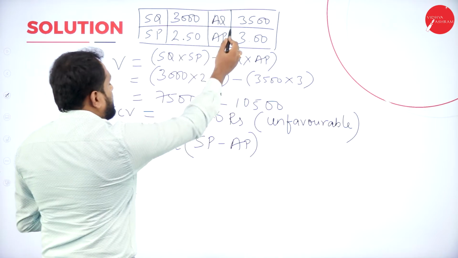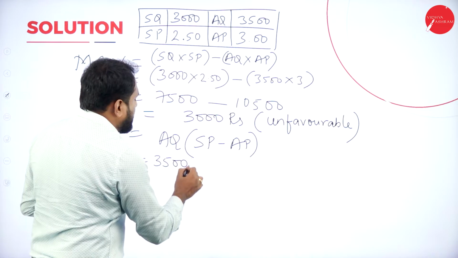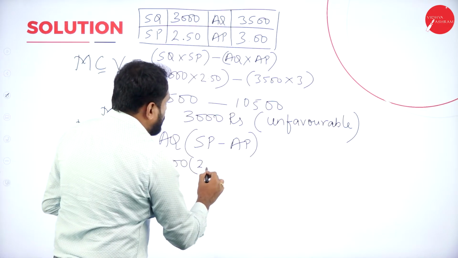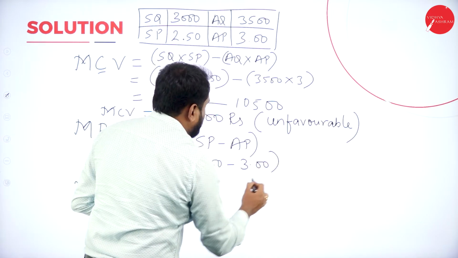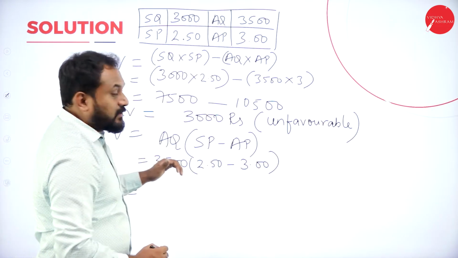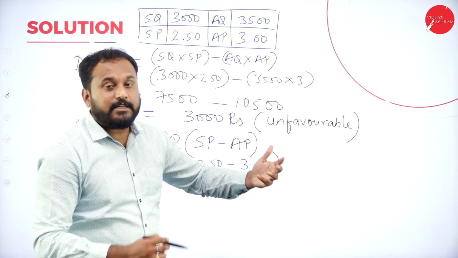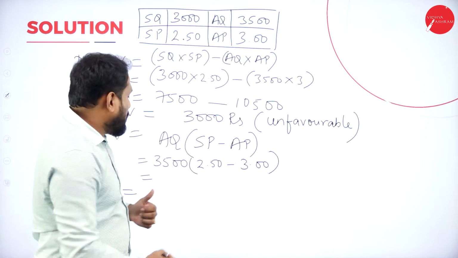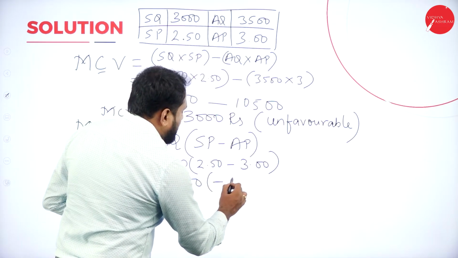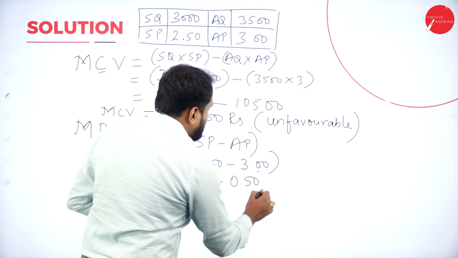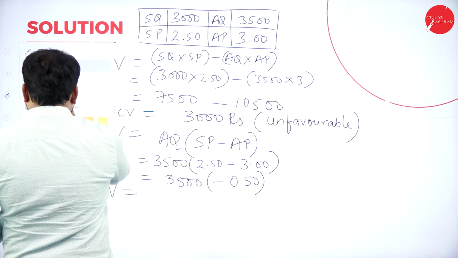Now AQ is how much? It is equal to 3,500. Now SP is how much? 2 rupees 50 paisa minus 3 rupees. Understand, it is equal to 3,500. Now 2 rupees 50 paisa minus 3 rupees is how much? Minus 50 paisa. Now you are supposed to write here minus 0.50.